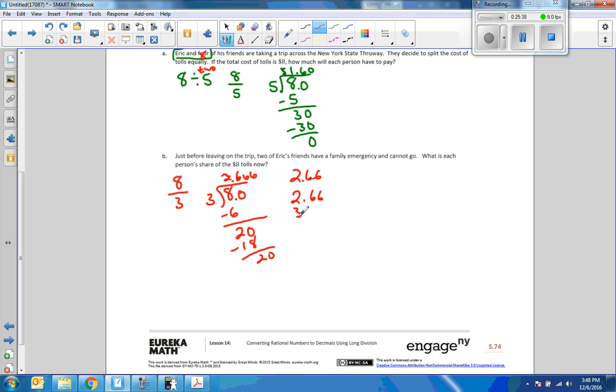If there are three people, and one is paying $2.66, a second is paying $2.66, and a third, let me try that again. 6 times 3 is 18. 6 times 3 is 18 plus 1 is 19. 2 times 3 is 6 plus 1 is 7. So if each pays $2.66, it's $7.98. They're lacking 2 cents, so one of these guys will have to pony up a penny or two. That's where we have to come into reality and we have to round.